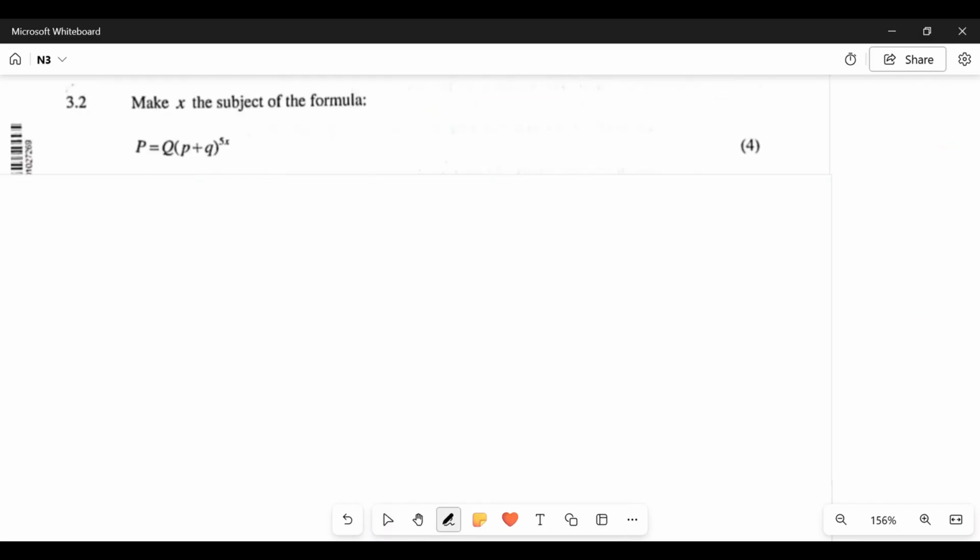All right, guys, here is our 3.2. They say make x the subject of the formula here. So you are given this formula here. You need to make x the subject of the formula. As you can see, x there is the exponent. What is the first step that you must do here?